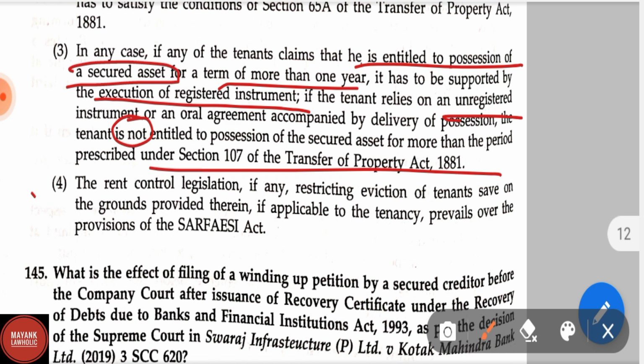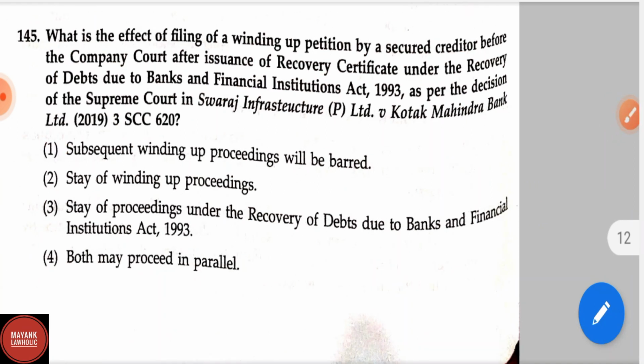Option 4: the rent control legislation, if any, restricting eviction of tenants save on the grounds provided therein, if applicable to the tenancy, prevails over the provisions of the SARFAESI Act. In this question, the correct answer is option number 4. This is the right answer. Now let us see question number 145.